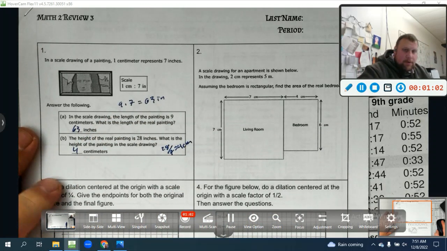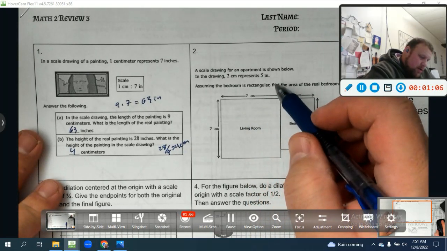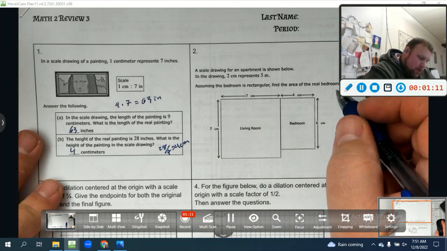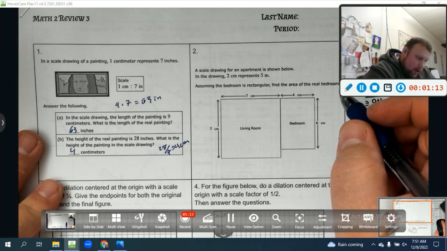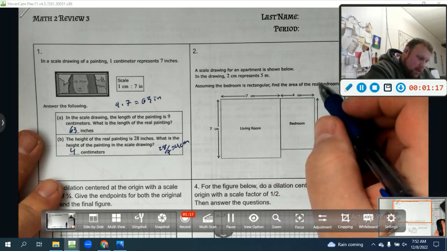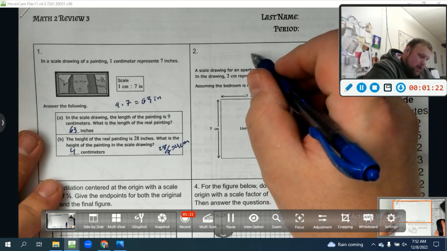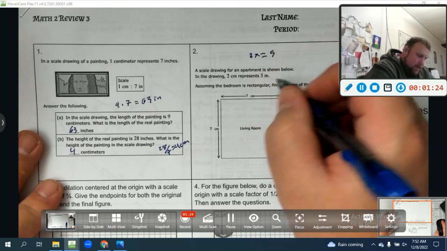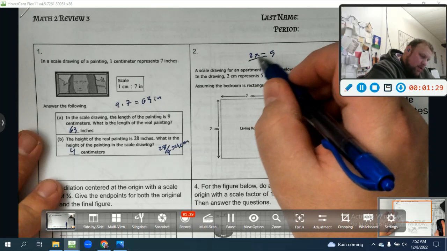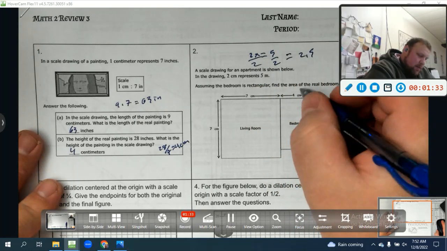Oh, good problem. A scale drawing for an apartment is shown below. In the drawing, 2 centimeters represents 5 meters. Assuming the bedroom is rectangular, find the area of the real bedroom. It says just the real bedroom, so we don't need to worry about the living room. We're going to do 2x equals 5. So 2 times something. What am I scaling up to? What do I have to multiply that 2 by? So I'm going to divide by 2, and then it's going to be 2.5.